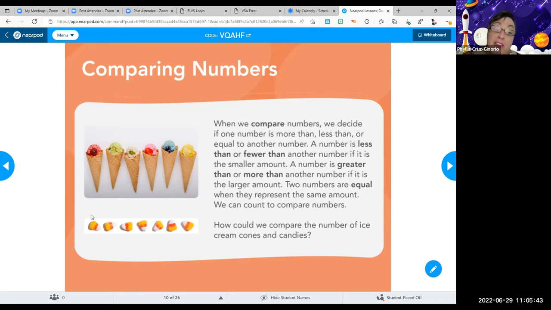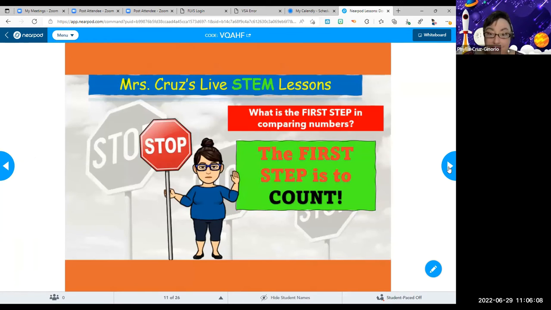If I were to match these up, cone to candy, cone to candy, cone to candy, cone to candy, cone to candy, cone to candy. Uh-oh, I ran out of cones. There's an extra candy at the bottom. That must mean that there are more candy corn than there are cones. 7 is greater than 6, isn't it? All right, they're not equal. They're not the same. So what is the first step?